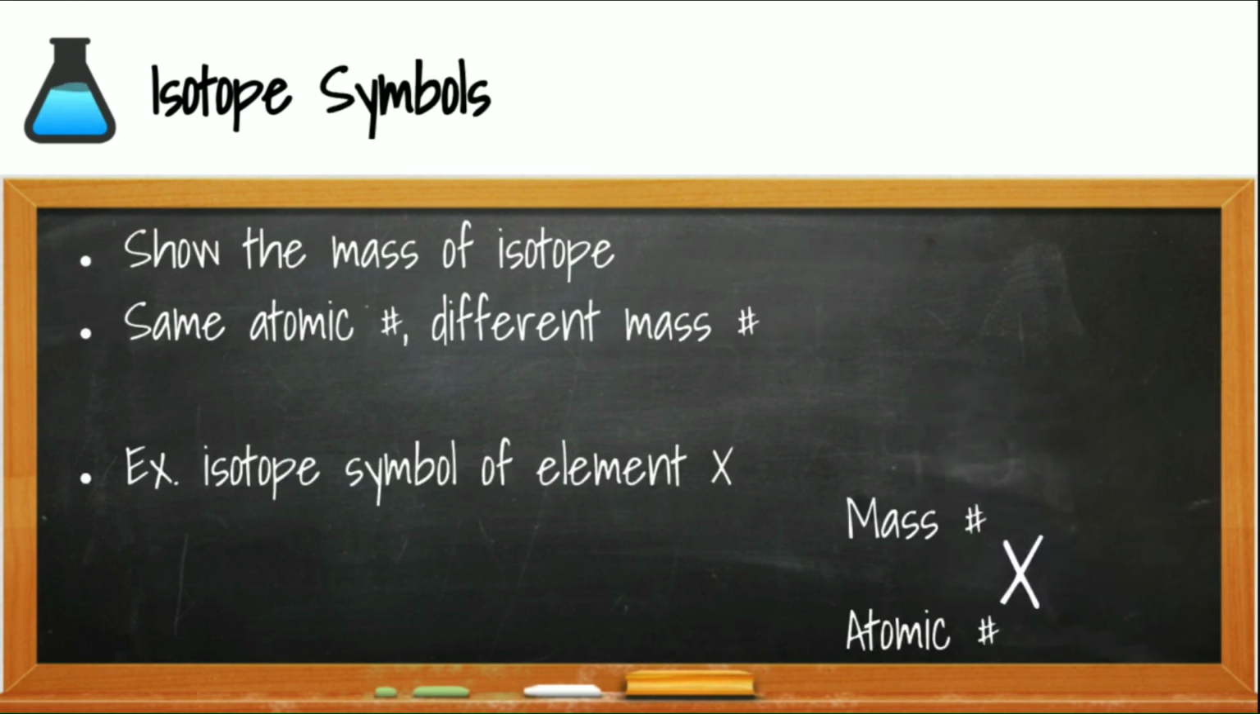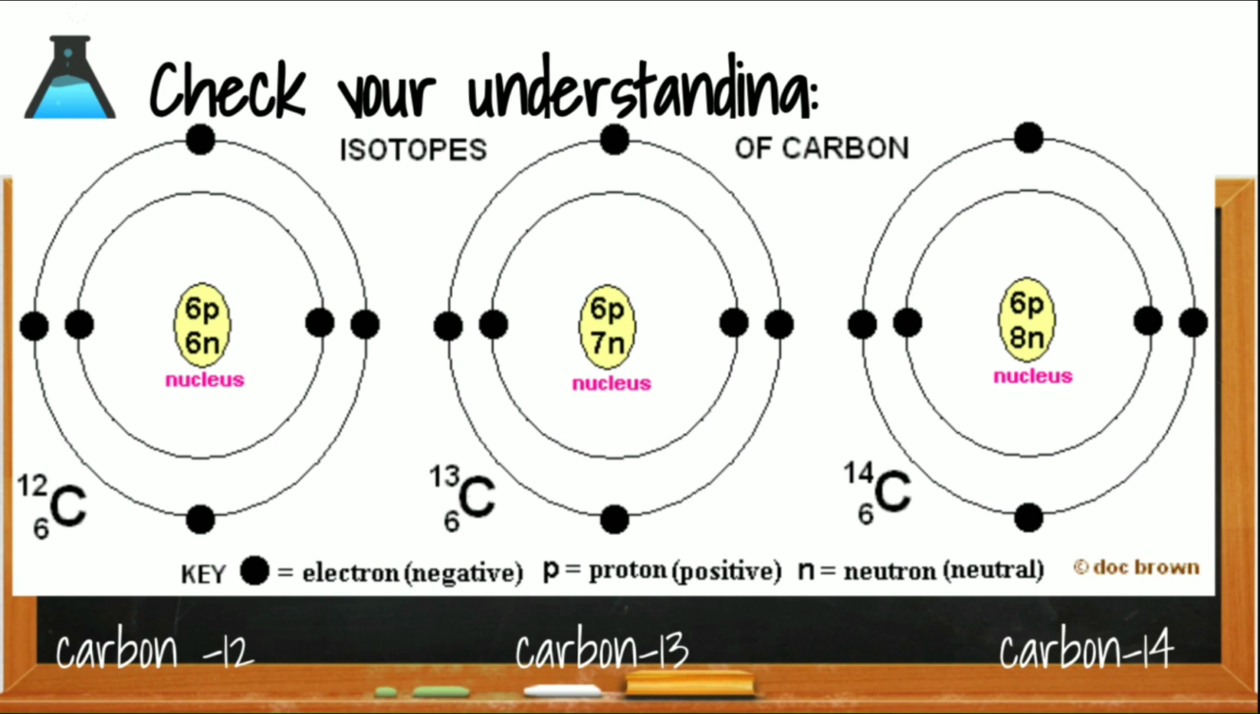We would write their isotope symbol with the mass in the upper left-hand corner and the atomic number in the lower left-hand corner. So carbon has 3 isotopes, carbon-12, carbon-13, and carbon-14. But when we look at the pictures, every single version of carbon has 6 protons. So all carbon isotopes have 6 protons, but they have varying amounts of neutrons which affect their mass.